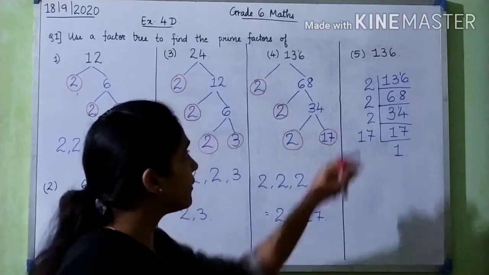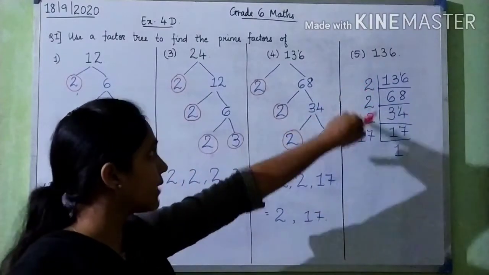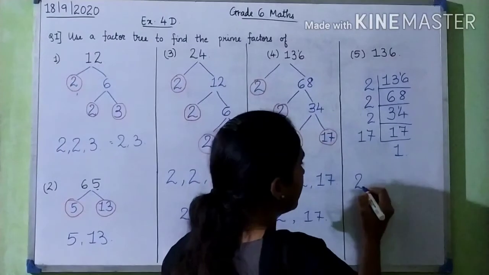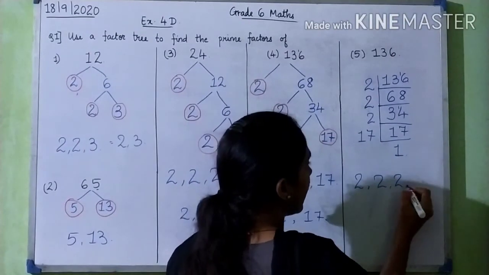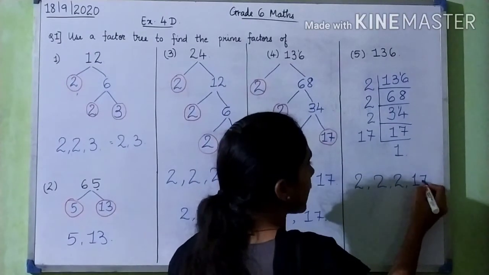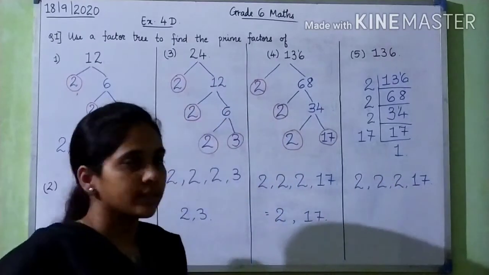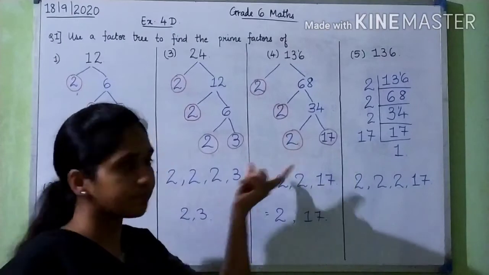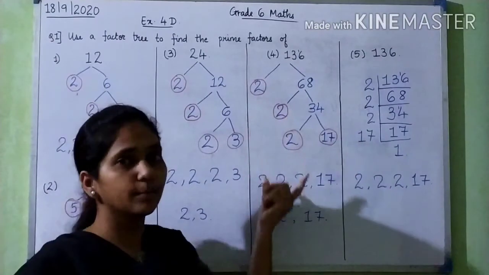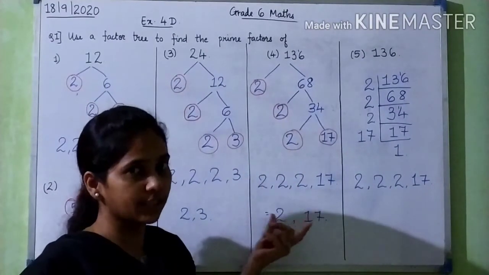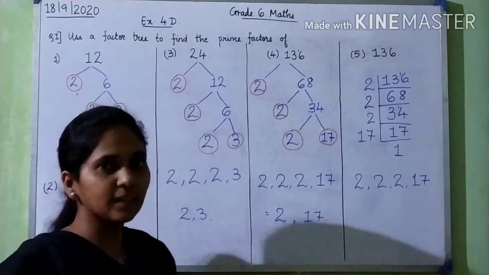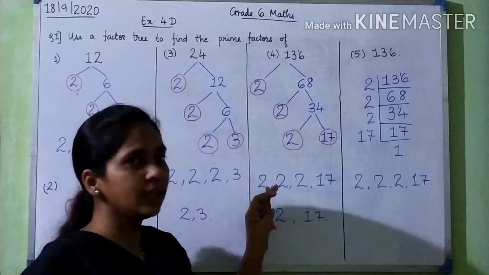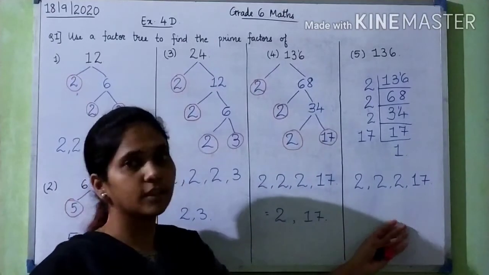Okay. So what numbers have I got on the left? I have got 2, 2, 2 and 17. So I write them 2, 2, 2 and 17. All these are prime numbers. So this is the repeated division method, and this is the factor tree. Okay, so you can find the prime factors by this method also and by this method also. Normally we use this repeated division method.